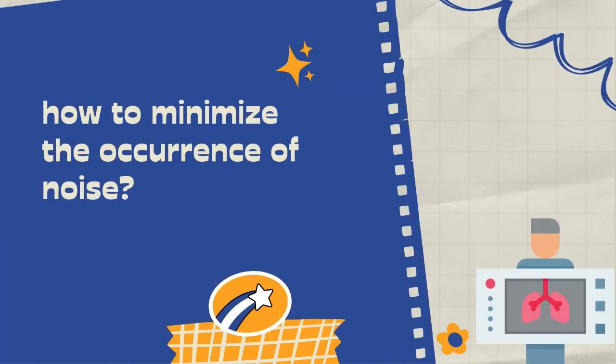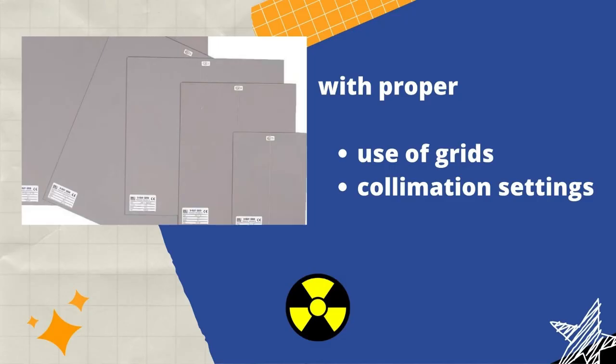repeated or not. To minimize this, the radiographer can also use a grid for inspection, especially on the thick body part, and adjust collimation to reduce noise.